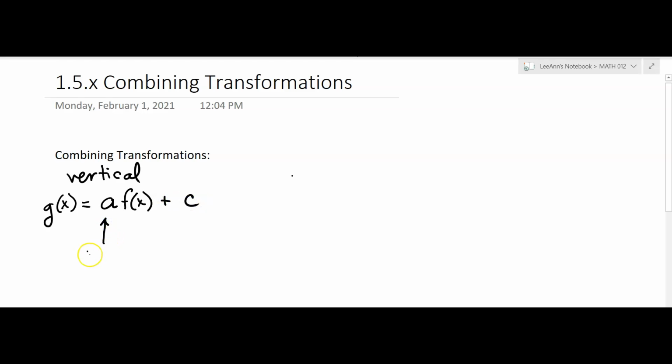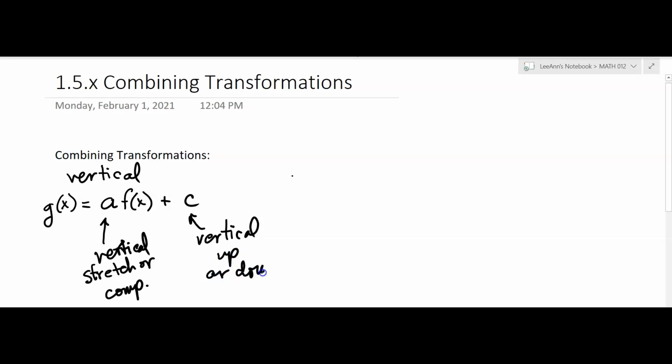This represents a vertical stretch or compression. Depends on what A is, right? And this represents a vertical shift up or down, depending on if C is positive or negative.